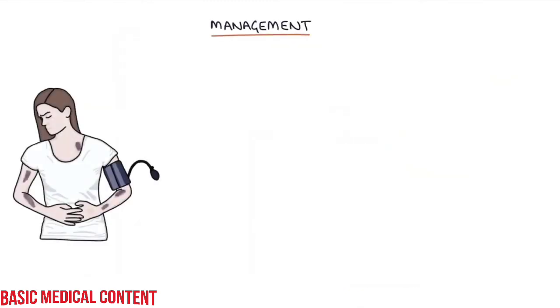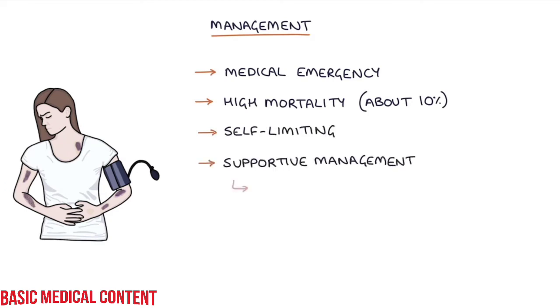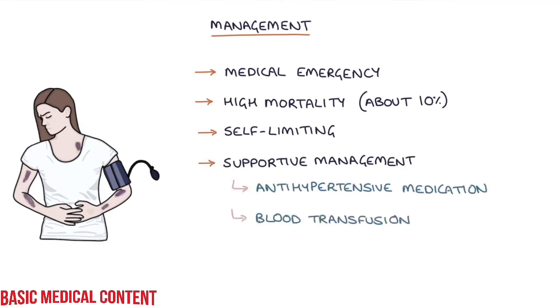So how do we manage the condition? Well, hemolytic uremic syndrome is a medical emergency and it's got a very high mortality rate of about 10%. The condition is self-limiting, so treatment is with supportive management, and this is with antihypertensive medication to keep the blood pressure in the normal range, blood transfusions if required to treat the hemolytic anemia, and hemodialysis if there's a severe acute kidney injury. Around 70 to 80% of patients who develop hemolytic uremic syndrome will make a complete recovery.